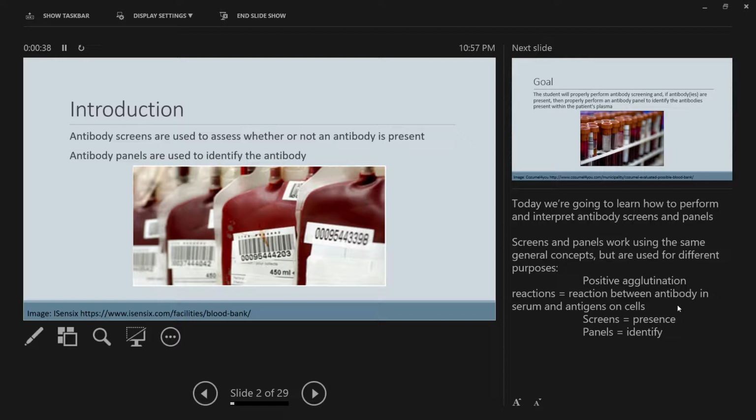So the positive agglutination reaction means that there's a reaction between the antibody in the serum and the antigens on the cells. But in antibody screens, those agglutination reactions are used to assess the presence of an antibody, whereas in a panel, those reactions are used to fully identify the antibody.